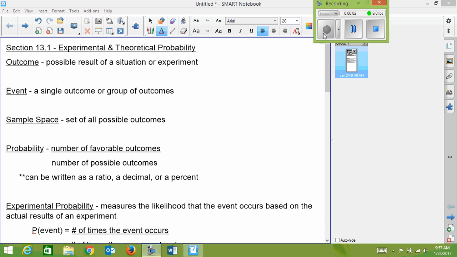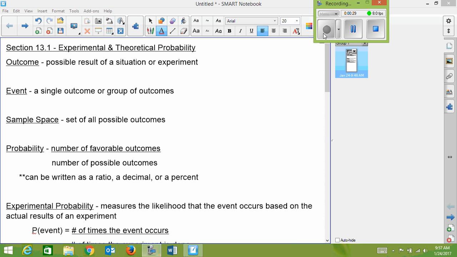Hello and welcome to section 13.1, which is on experimental and theoretical probability. There are several terms we need to go over first, just to remind ourselves of some of the terminology involved with probability. An outcome is a possible result of a situation or experiment. An event is a single outcome or group of outcomes. And a sample space is a set of all possible outcomes.